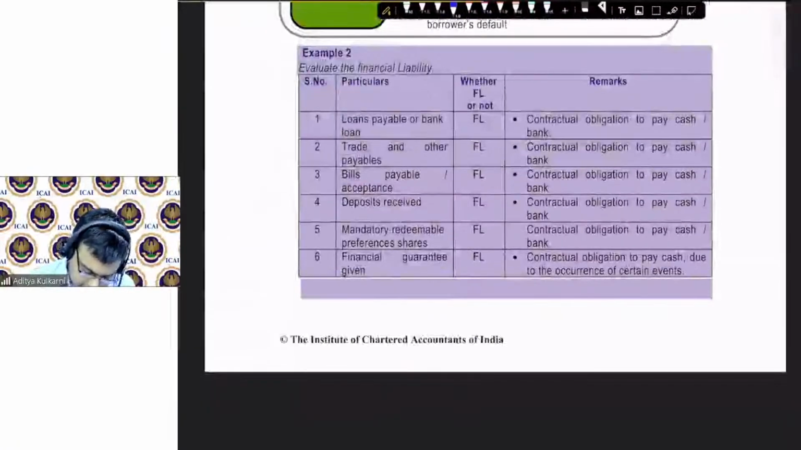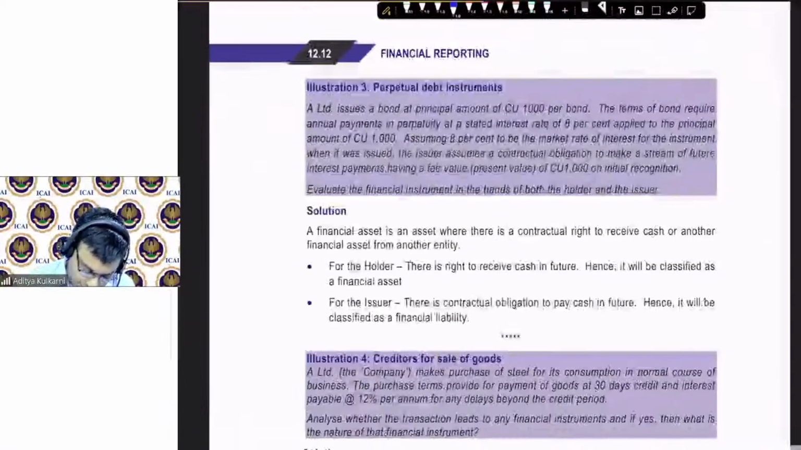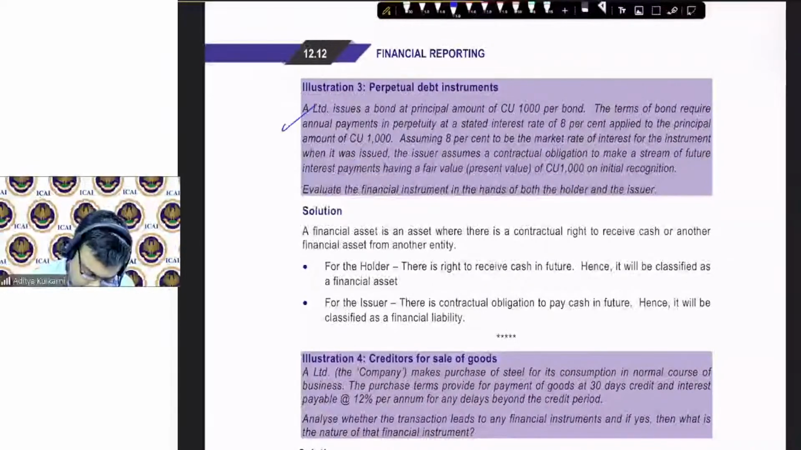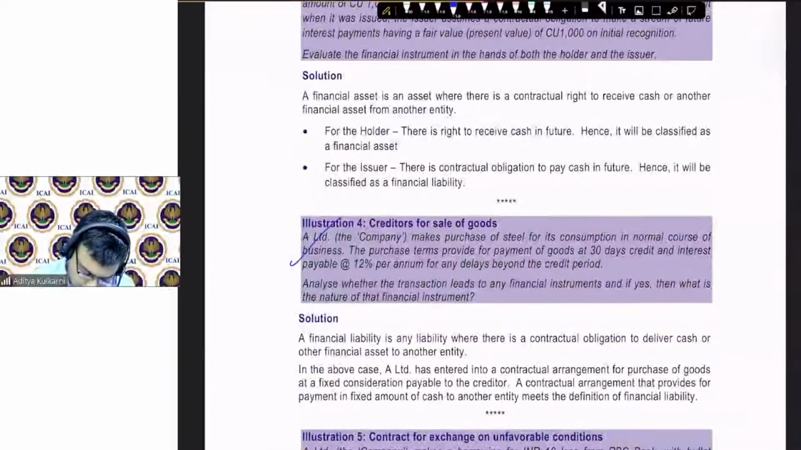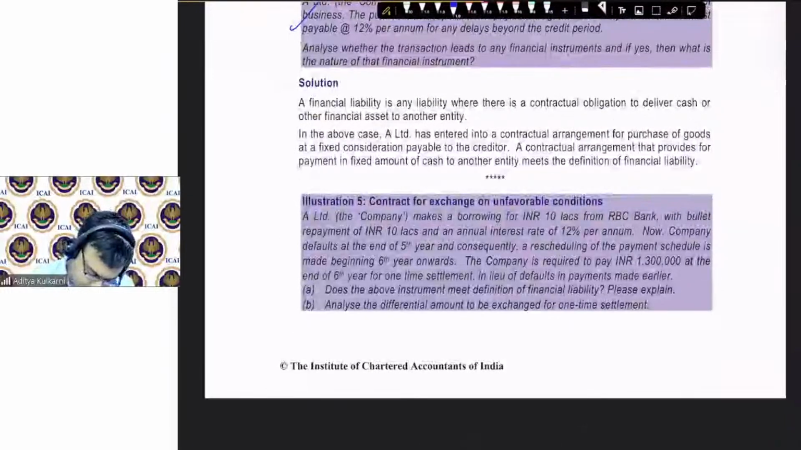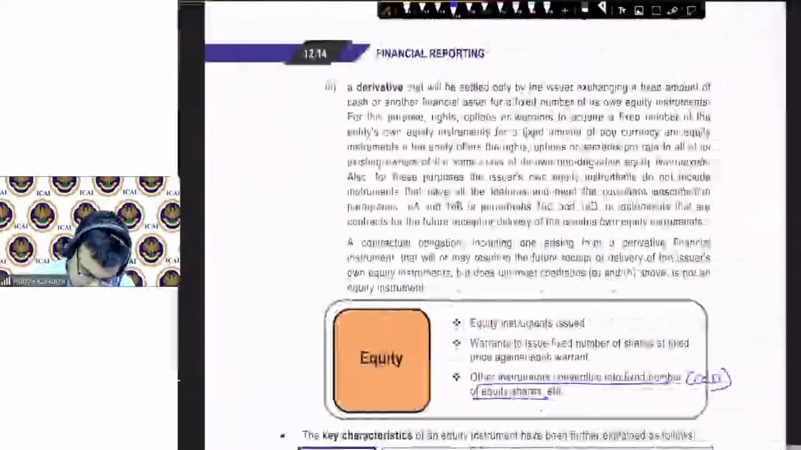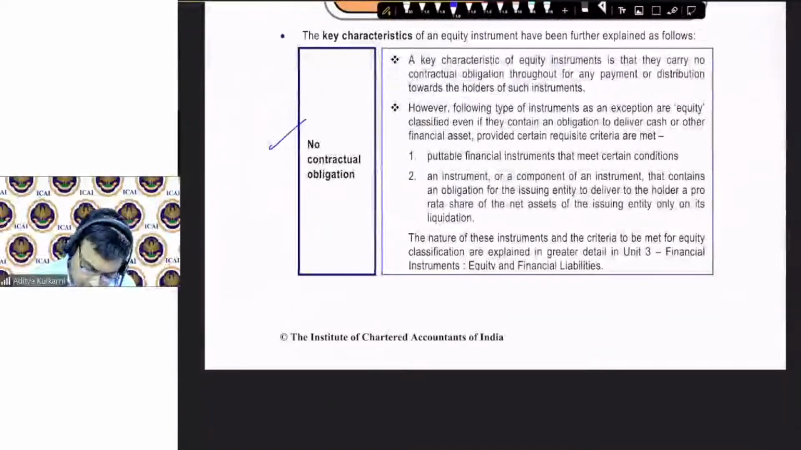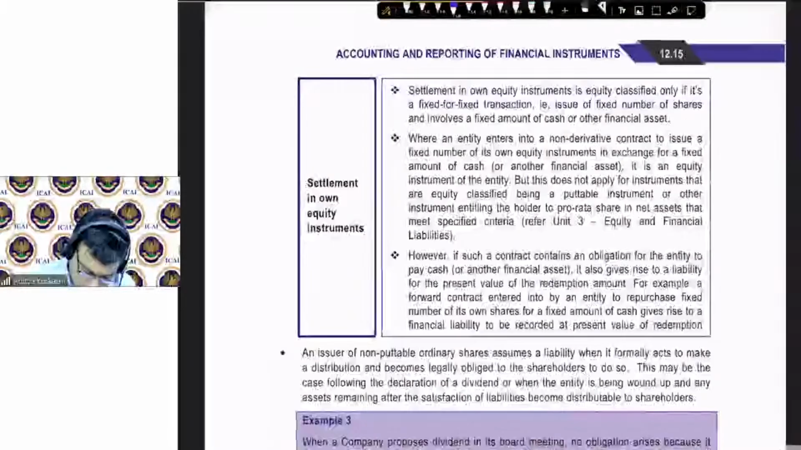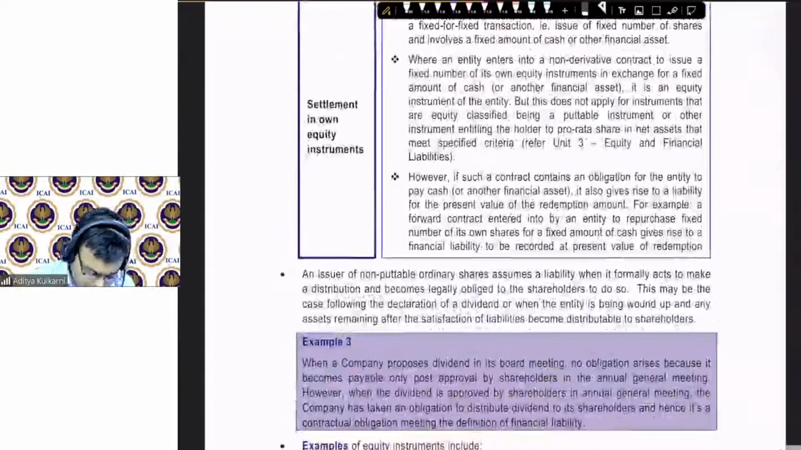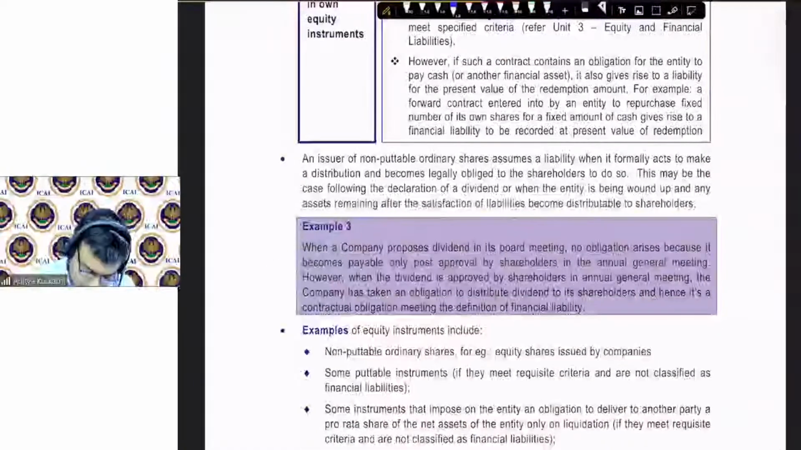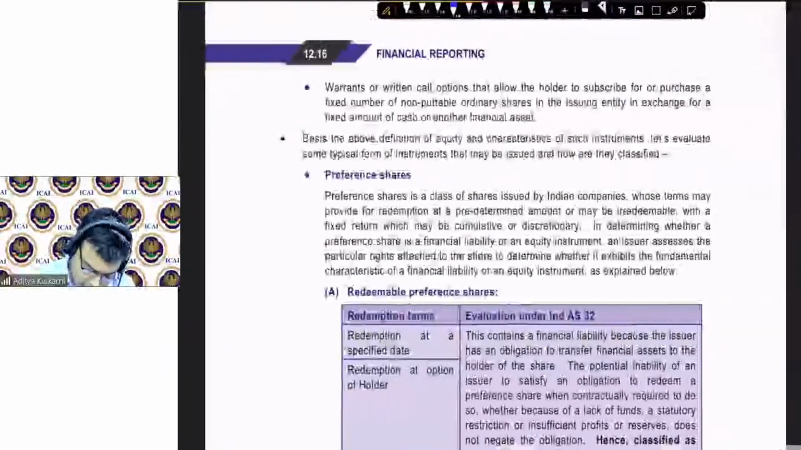Liabilities, we have covered everything. So example 2 you can go through. Example 3 you can check, 4 you can check, 5 also you can do. It's manageable. Equity instrument, go through. No contractual obligation, I have told you. Settlement in own equity instruments, I have discussed. Fixed for fixed, that is the same thing discussed. Example 3 you can go through.